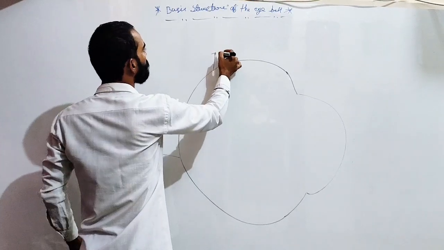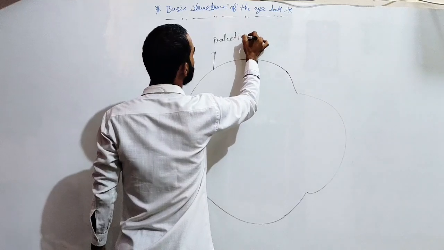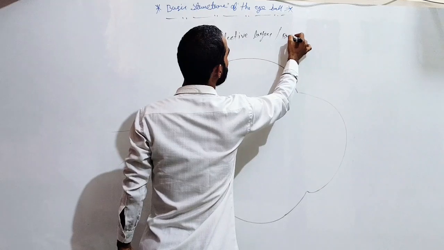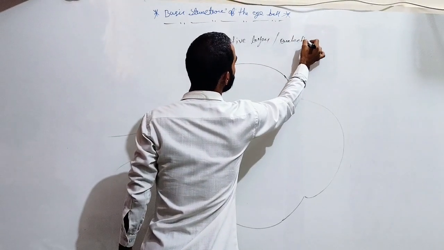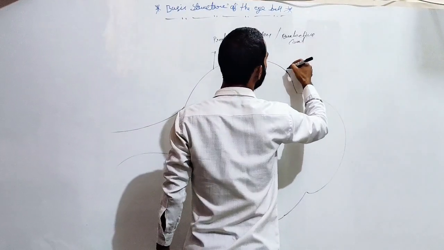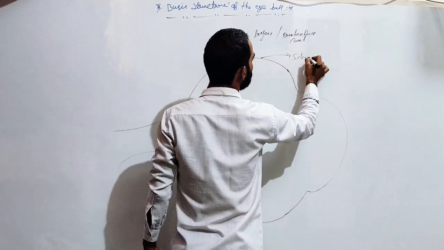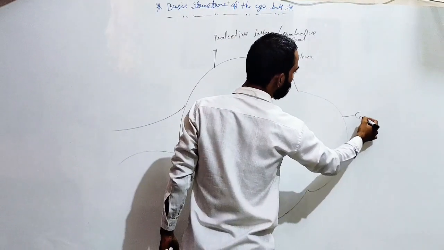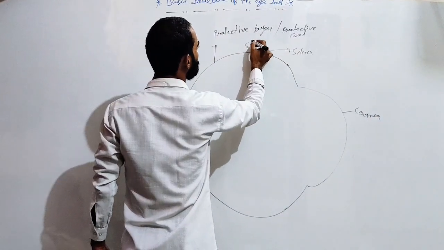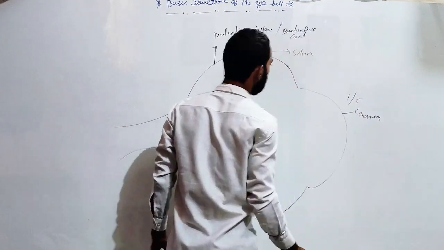The outermost layer of the eyeball is the protective layer, a layer of protective coat. This consists of mainly two parts. First part is sclera and second is cornea. Sclera is the widest part, the five-sixth part, and cornea is the one-sixth part.